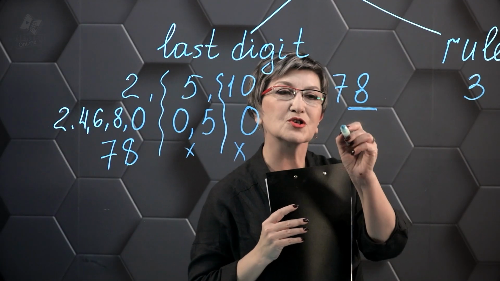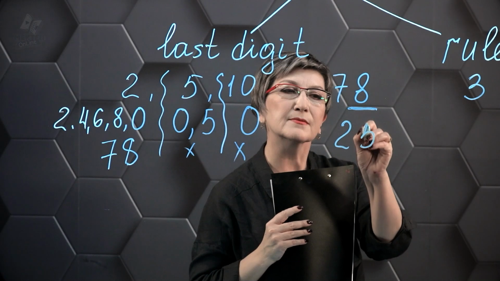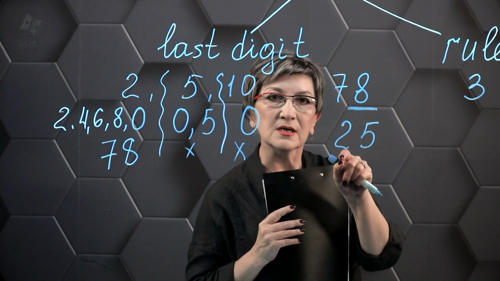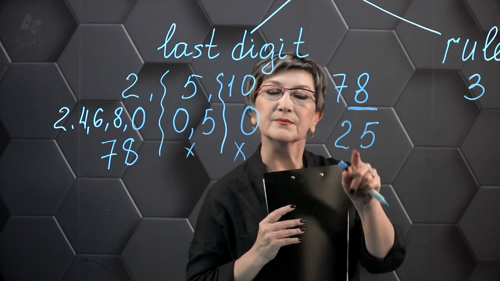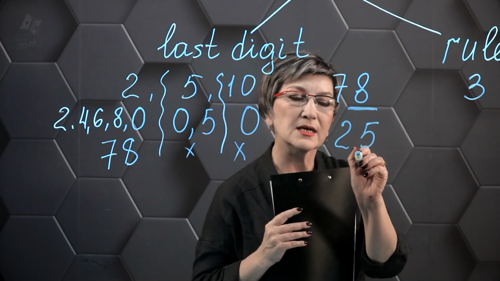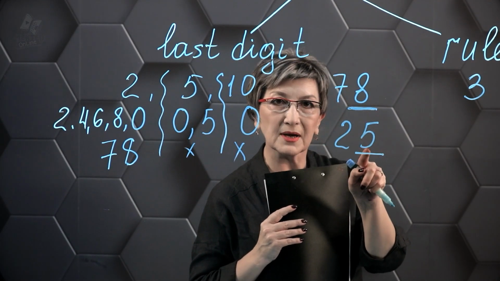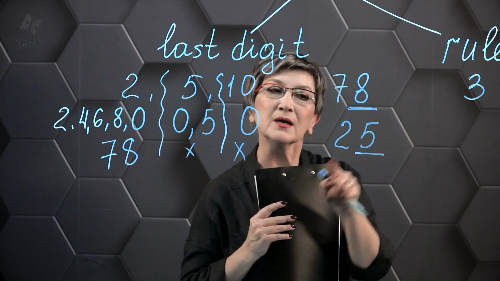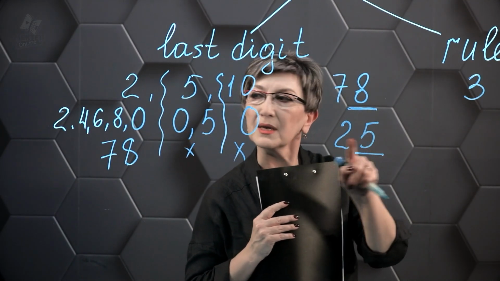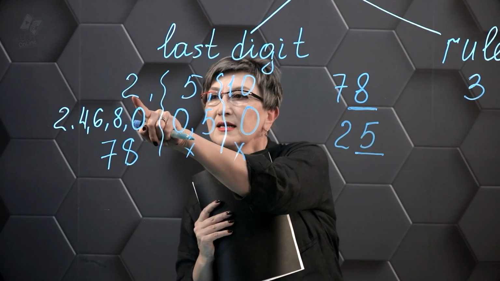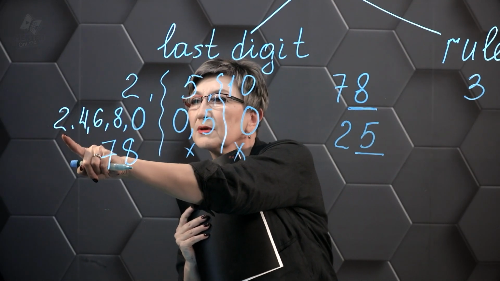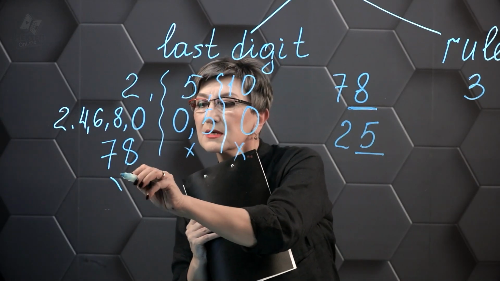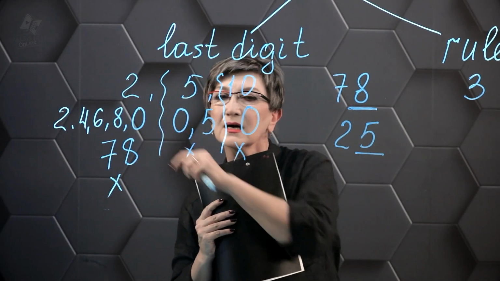Now consider the number 25. By what number can the number 25 be divided? Let's look at the last digit. The last digit is 5. Can the number 25 be divided by 2? The last digit is 5. And in order to divide by 2, the last digit must be 2, 4, 6, 8, or 0. Therefore, 25 cannot be divided by 2.